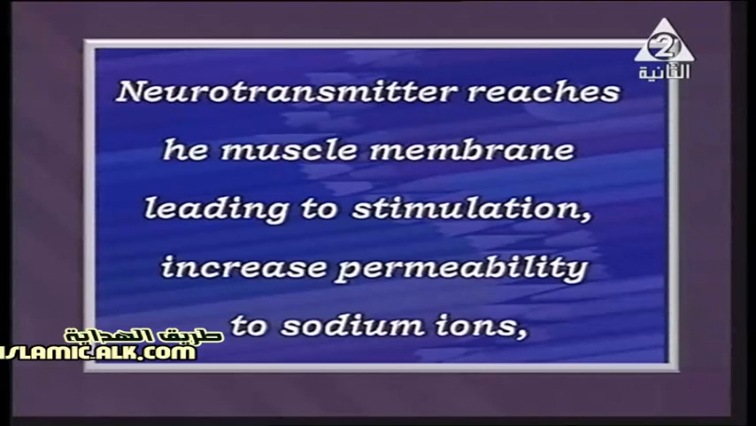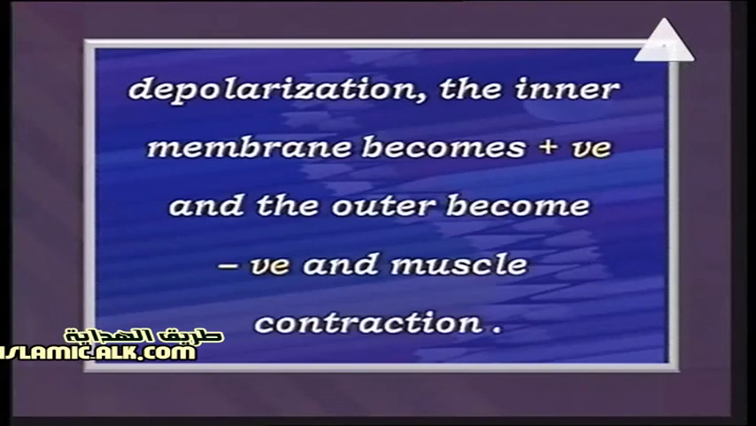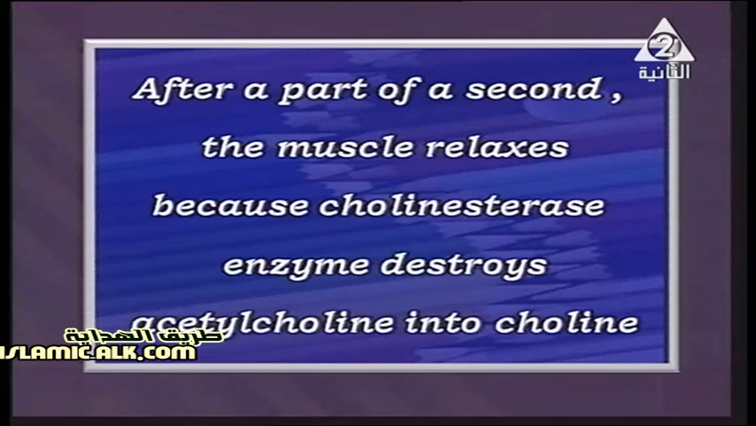After that, the neurotransmitter reaches the muscle membrane, leading to stimulation and an increase in the permeability of sodium ions to enter. That causes depolarization, and the inner membrane becomes positively charged and the outer membrane becomes negatively charged, and the muscle contracts. After part of a second, the muscle relaxes because of the cholinesterase enzyme. Did you hear it?